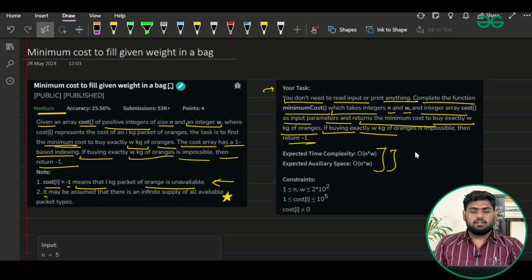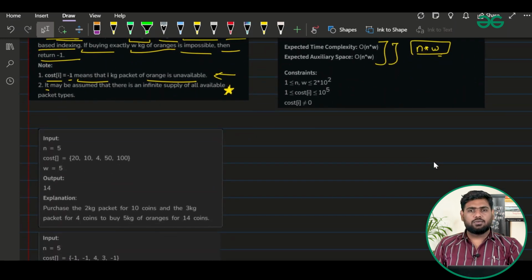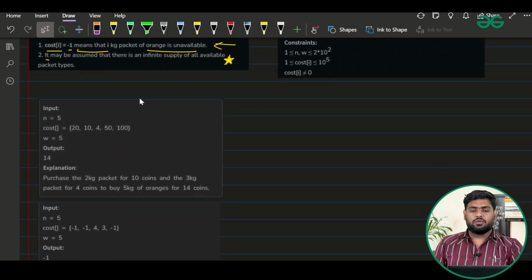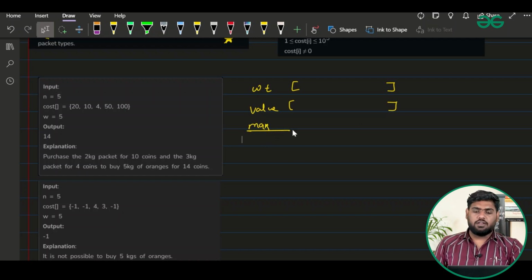The complexity that we expect is n times w, n being the size of the array, w being the capacity. Now this question you might have already figured out is very close to knapsack. What usually happens in a knapsack problem? You have your weight array, you have your profit or value array, and you have to maximize your profit. And obviously you have a capacity, right? So this is the usual case of a knapsack.